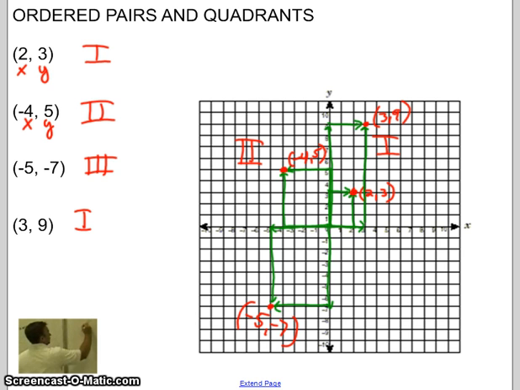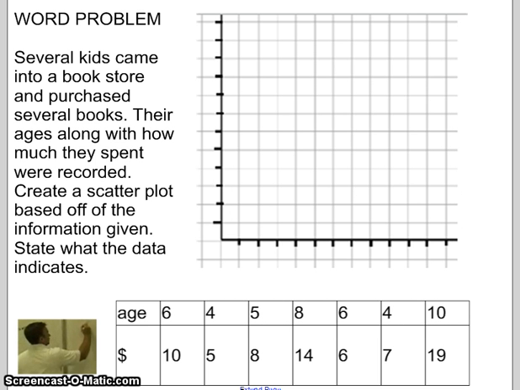Next we're going to do a scatter plot graphing ordered pairs. Here's our word problem. Several kids came into a bookstore and purchased several books. Their ages along with how much they spent were recorded. Create a scatter plot based off the information given. State what the data indicates. We kind of looked at scatter plots in Unit 2, and this is a good review with ordered pairs.